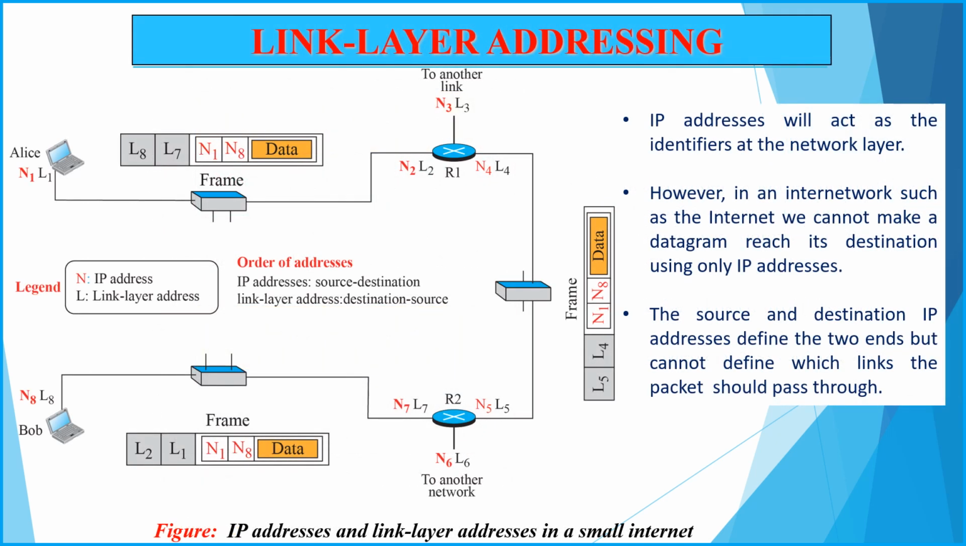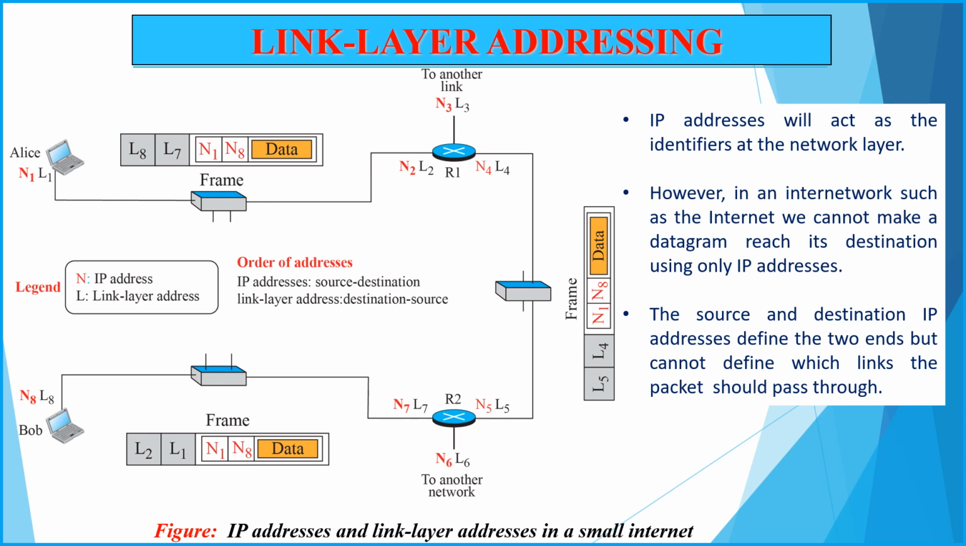Now we will see about link layer addressing. Normally, IP addresses act as identifiers at the network layer. However, in an internetwork such as the internet, we cannot make a datagram reach its destination using only IP addresses. The source and destination IP addresses define two ends, but they cannot define which links the packet should pass through.